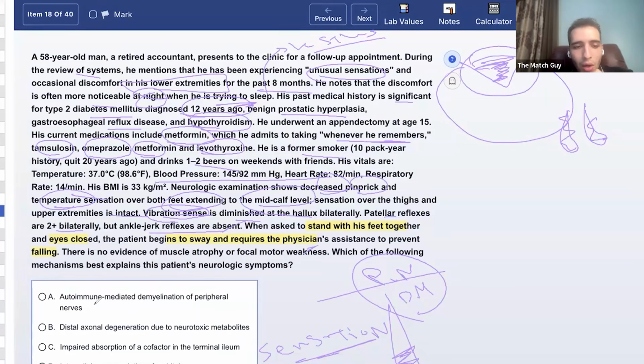So let's read. Autoimmune mediated demyelination of the peripheral nerve. That's Guillain-Barré. But would Guillain-Barré affect the peripheral or the distal leg? Yes. But does it cause motor or sensory? What do you guys think? Does it cause motor or sensory? Mostly motor, right? Mostly motor. And does it present for the past 8 months?